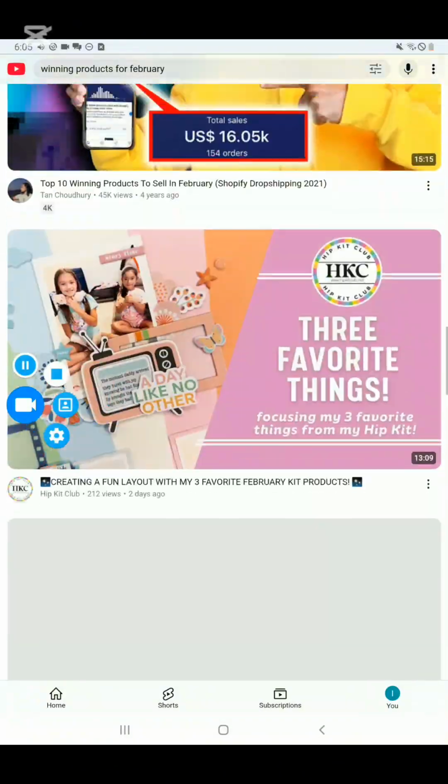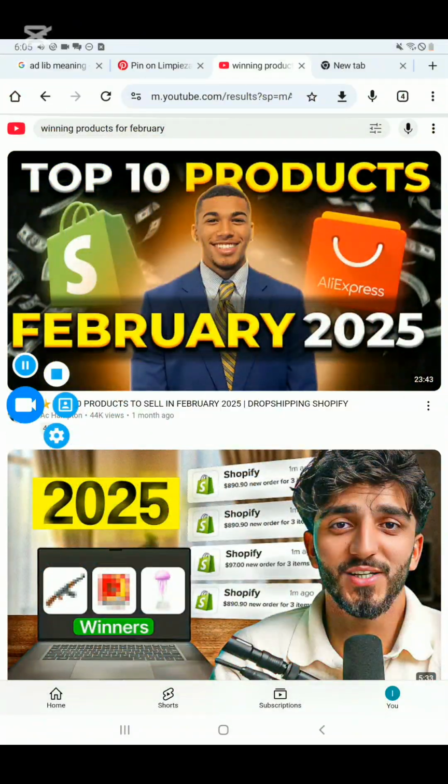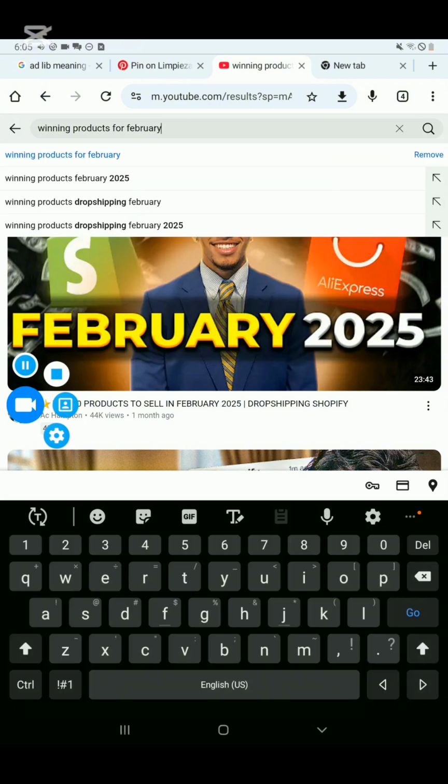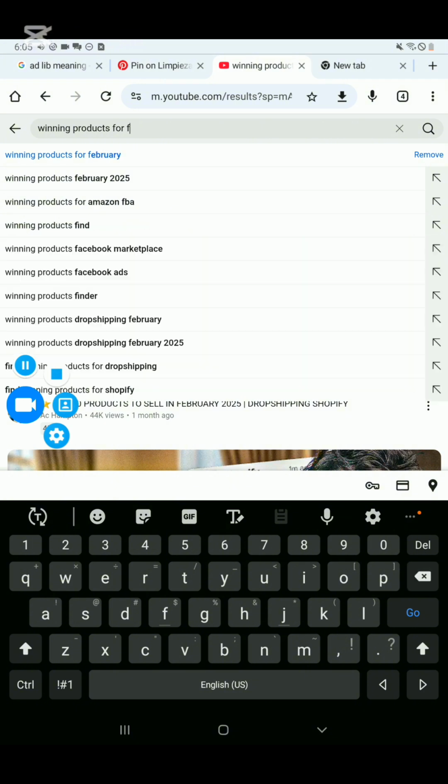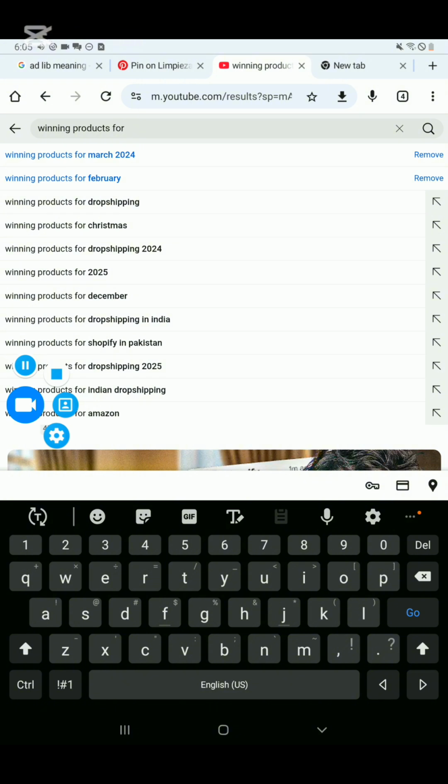You understand? This is one of the easiest ways you could just find a product. It could be for February, it could be for March, it could be for December, it could be for January. There is a lot of flexibility when it comes to searching for this. I could even search winning products for February 2024, taking it backwards to see what sold last year and see if it was worth bringing into Nigeria and selling this year. So YouTube is just very simple.